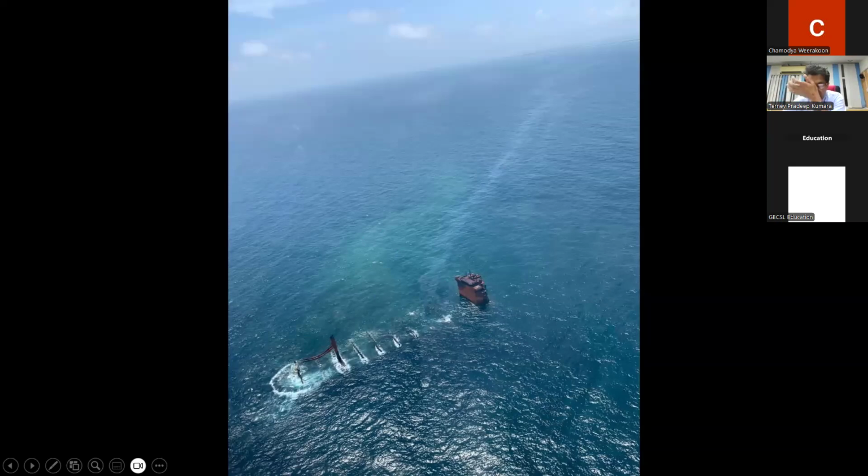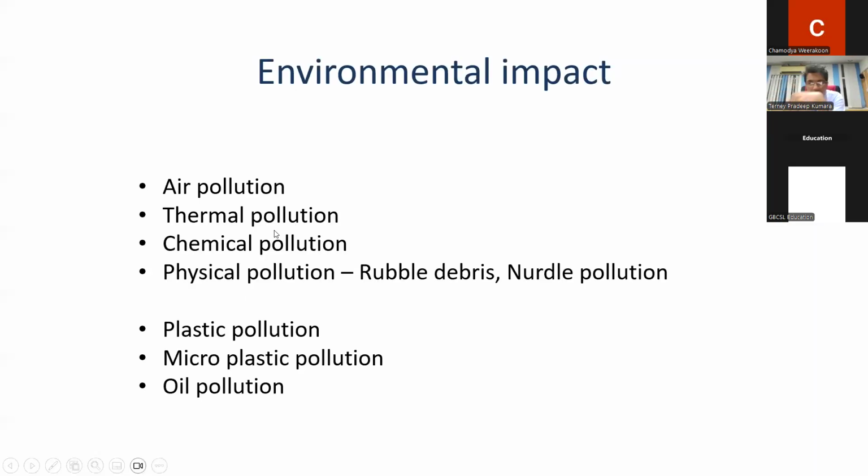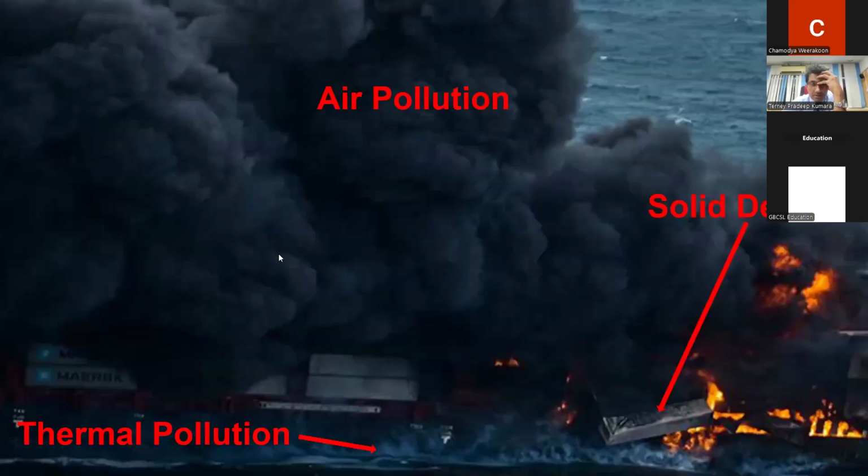Oil both happened, right? And what are the impacts of those? Air pollution, the Express Pearl, right? Air pollution, thermal pollution, chemical pollution, physical pollution, covers and debris and nodules, plastic pollution and microplastic pollution, and oil pollution. So everything happened during the Express Pearl issue. You can see the thermal, it's Express Pearl, right? You can see some larger containers, 40-foot containers, right?